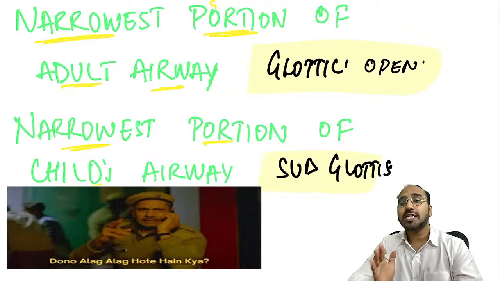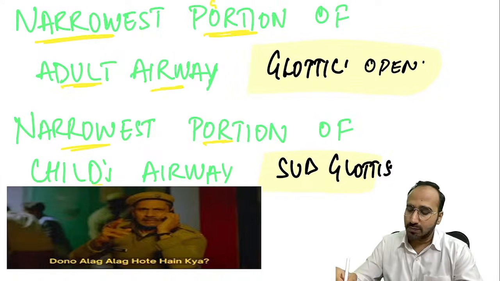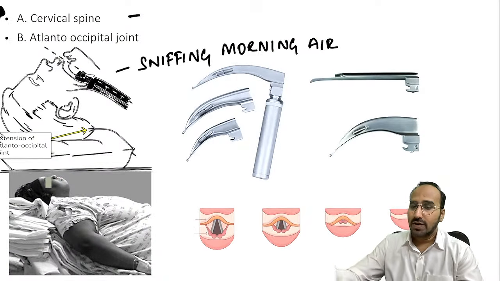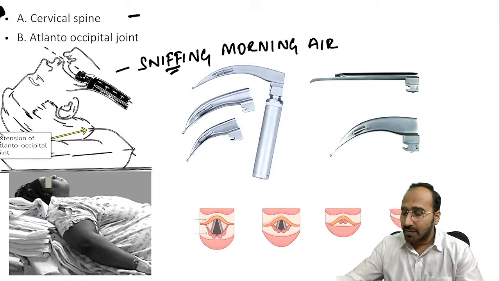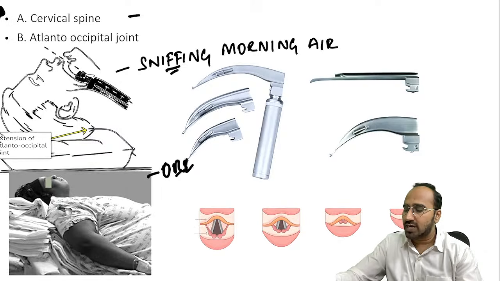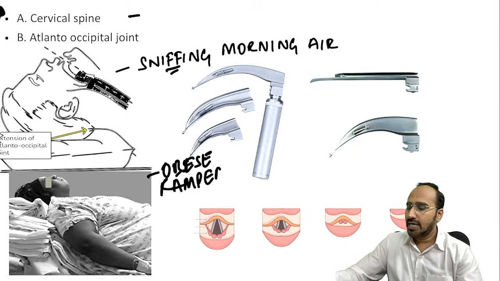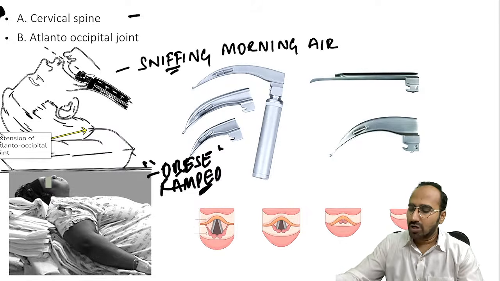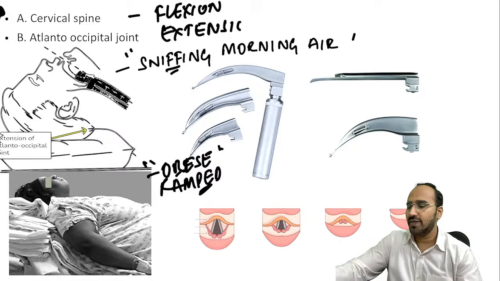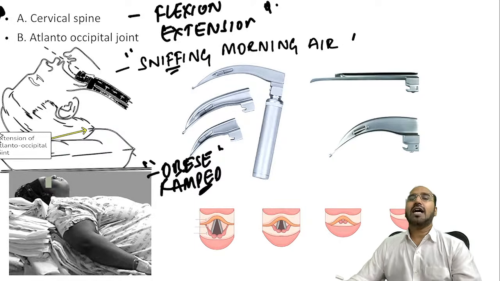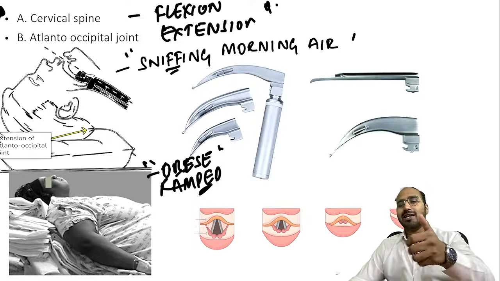Now, if you want to intubate the patient, what do you need to do? You need to keep the patient in what position? Sniffing morning air position. Very, very important. For intubation, what is the position required, guys? Sniffing morning air position. But remember, if the patient is obese, you cannot use the sniffing position. You have to use a ramped up position. But in normal patients, you have to use the sniffing position, where there is flexion at the cervical spine and extension at the atlanto-occipital joint. Very, very important.